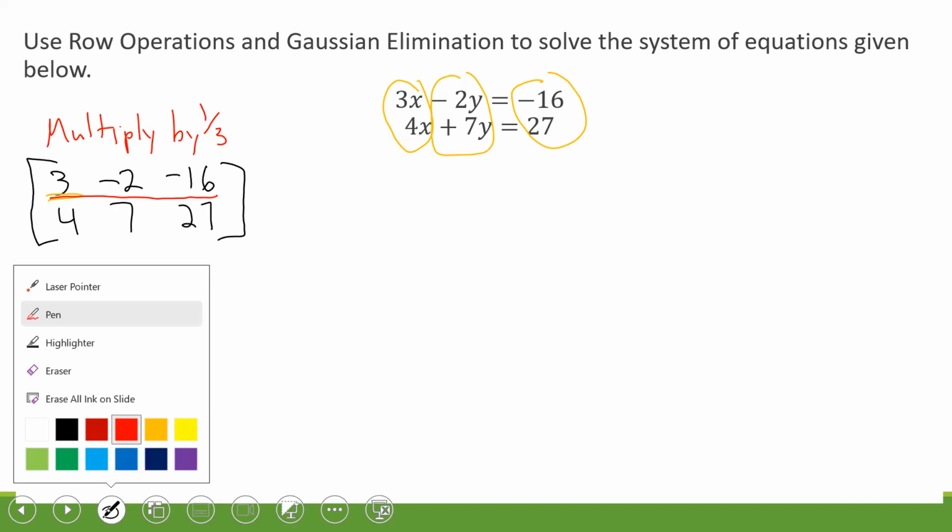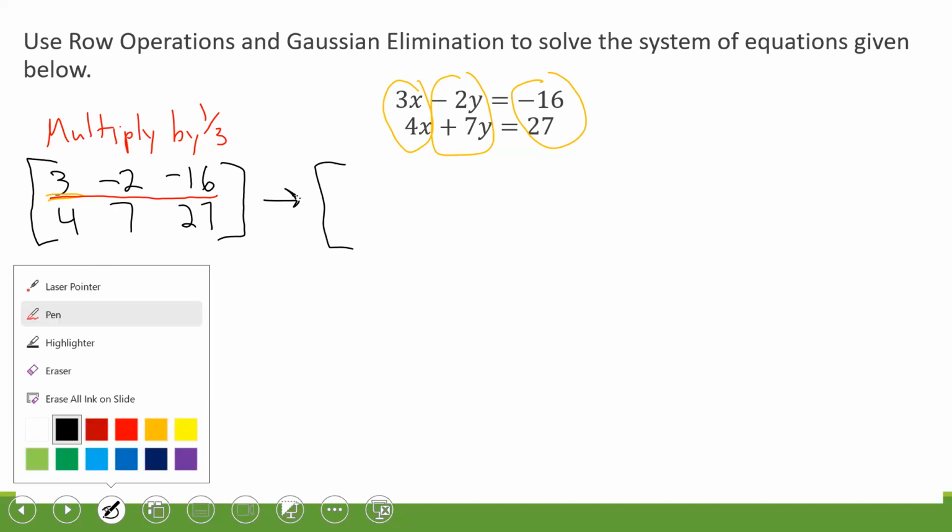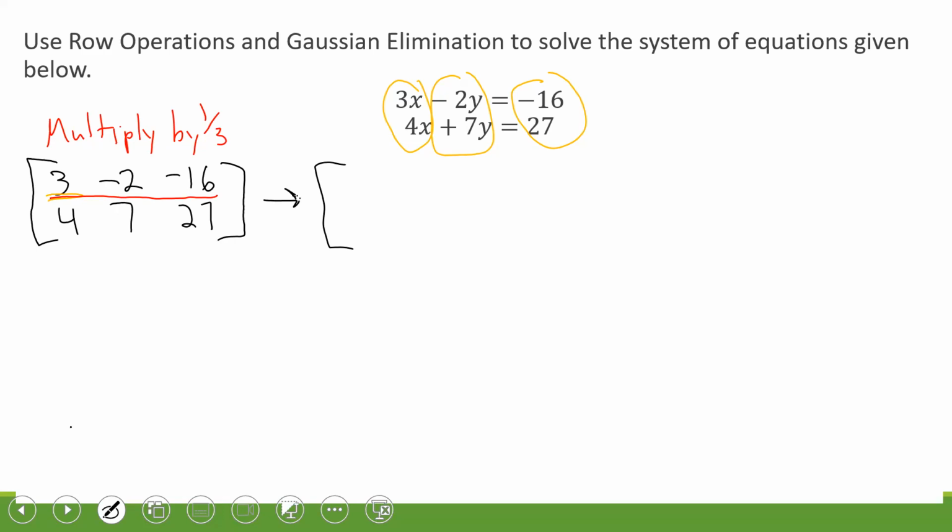Okay. So once I do that then, and this is where you could use your calculator to help you if you would like, or you may be able to see in your head that if we do 3 times 1/3, that would give us the 1 we were hoping to get in that first entry. -2 times 1/3, that'll give us the -2/3. And then -16 times 1/3, that gives us -16/3. And then the second row we are not doing anything with in this step, so we're just going to leave that as 4, 7, and 27.